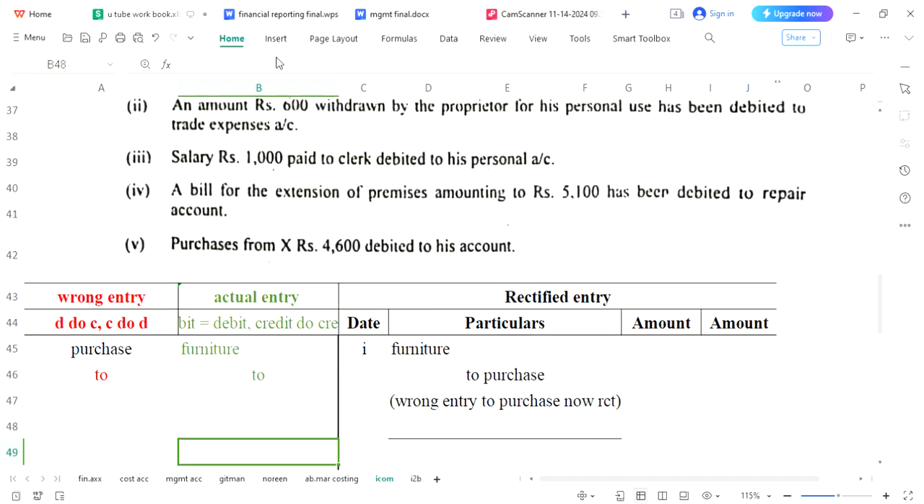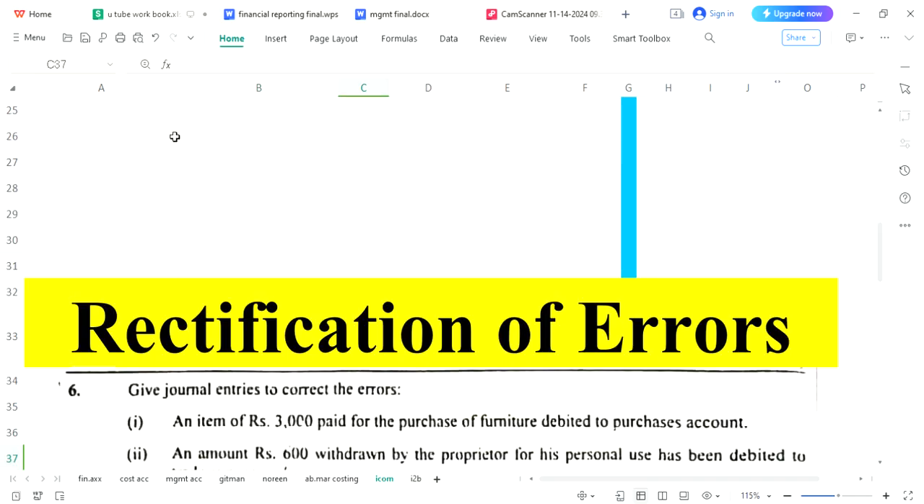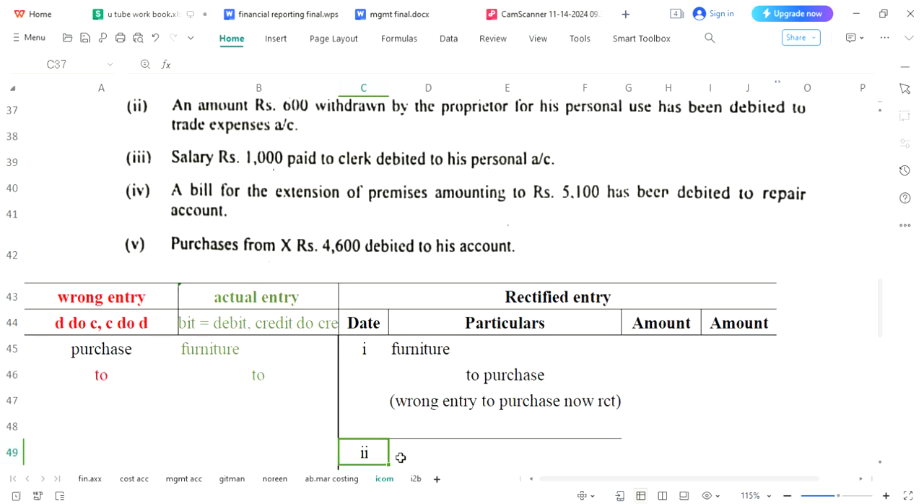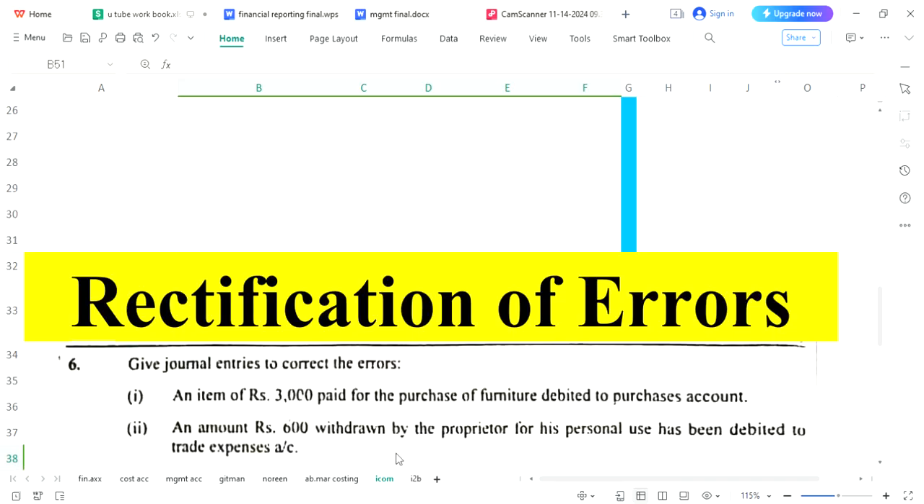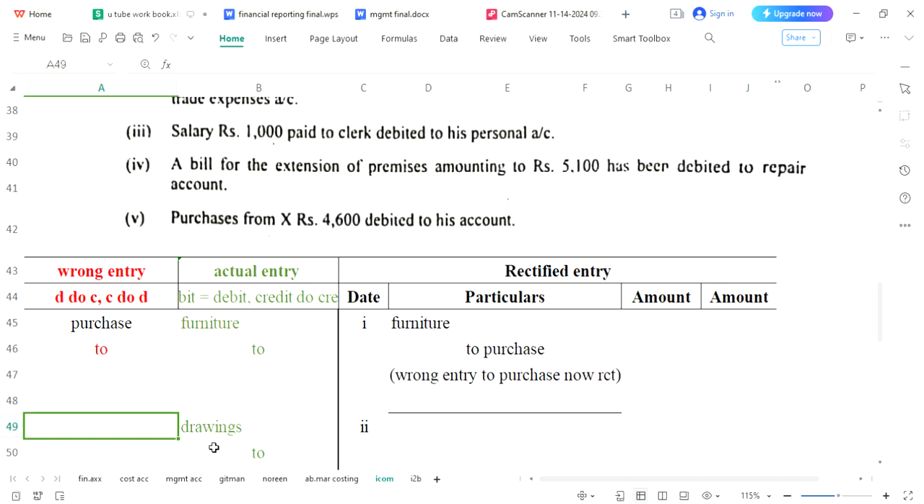Okay, so let's see now what the second entry is saying to us. An amount of rupees 600 withdrawn by the proprietor. The amount which is drawn by the proprietor is called drawings. So actually we were supposed to write drawings over here. Let's see what's next. Has been debited to trade expense. So by mistake we have written it as trade expense.